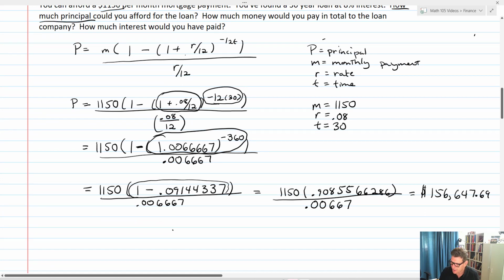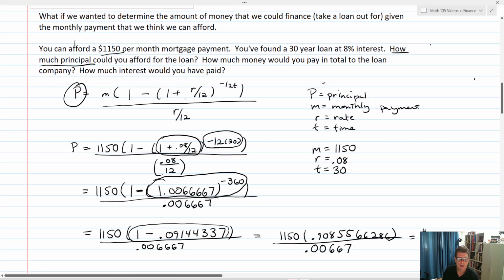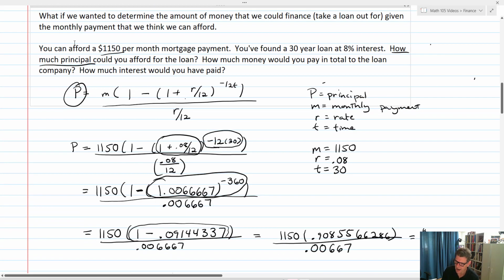And so that's the amount of principal. That's what I found. I found principal. So the amount of loan that I could actually afford, if I can afford a $1,150 payment at 8%, is going to end up being $156,647.69. Now, let's look at the second question that I have.